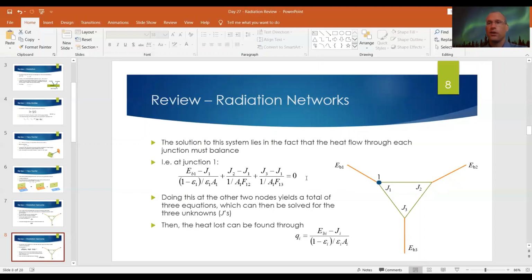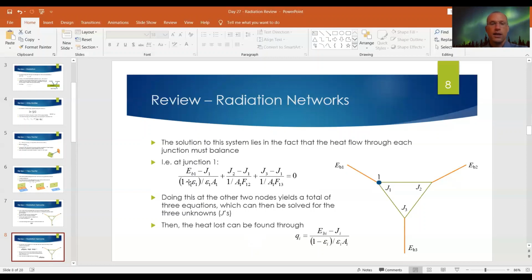So I call everything going in. That means some of these are going to end up being negative, and that just means they're going out. But anything going in has to equal 0. So EB from the orange line, EB1 minus J1 over my resistance of (1 minus epsilon 1) over epsilon 1 A1. J2 coming in this line has a resistance of the shape factor, 1 over A1 F12. And then same thing for J3 coming in. I have this resistance of 1 over A1 F13. And so again, all that equals 0.